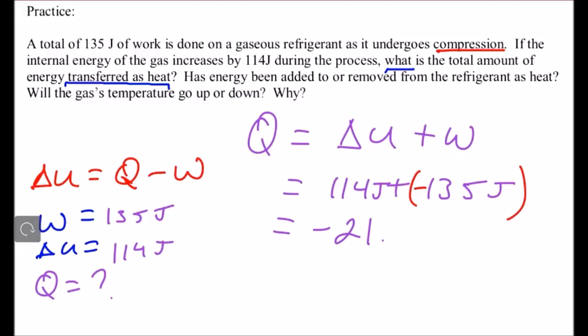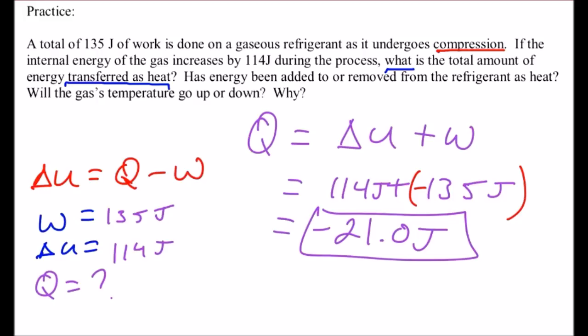Good job, Shimon. All right, so negative 21.0 joules is the amount of heat energy. Now, let's answer those other questions.